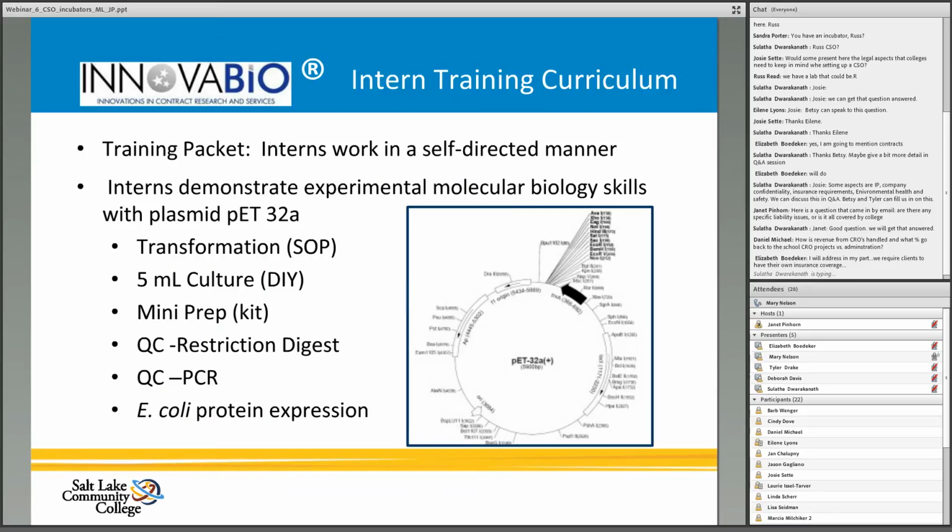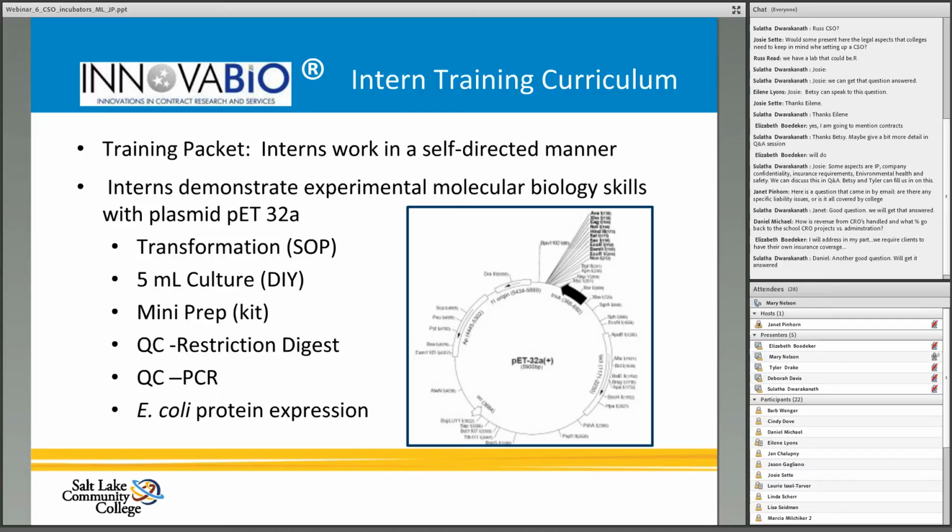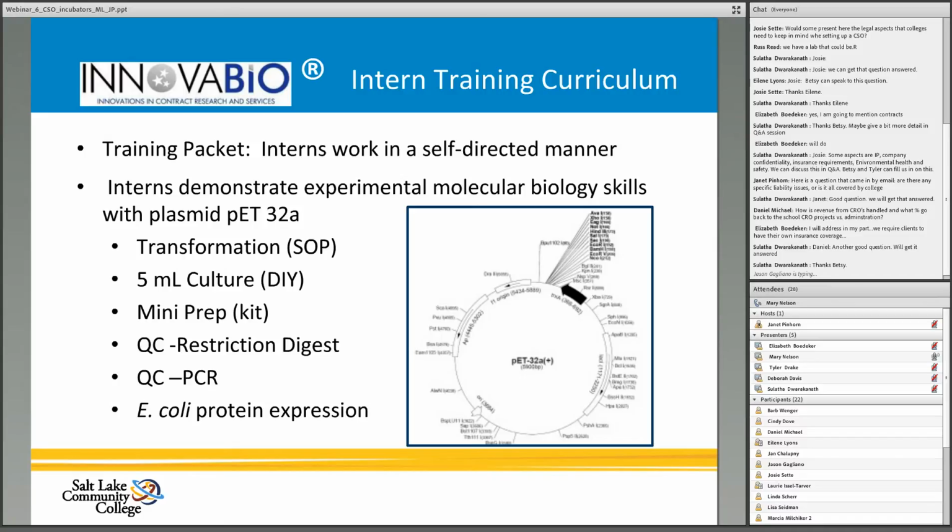So just quickly, our curriculum that we have our interns do, everybody starts off doing a training packet no matter what their background is. And typically students have taken those introductory courses, the 1010 and 1015, where they get basic molecular biology skills. So they demonstrate those in the training packet. They'll do a transformation, prepare a culture, mini prep DNA from that culture, do a restriction digest, PCR. And the new thing to them is to do expression in E. coli.